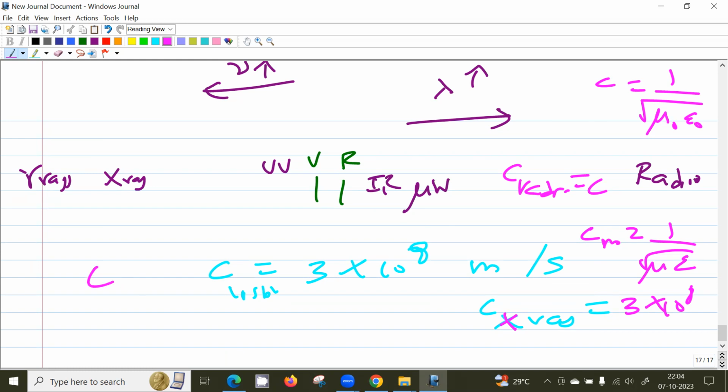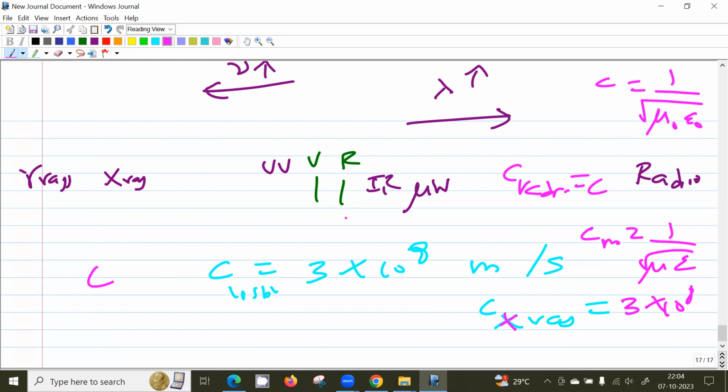Okay, but C will change from medium to medium. For air or vacuum, it is 1 by root of mu naught epsilon naught, which is equal to 3 into 10⁸. If the medium changes, then it will change. So frequency is changing.